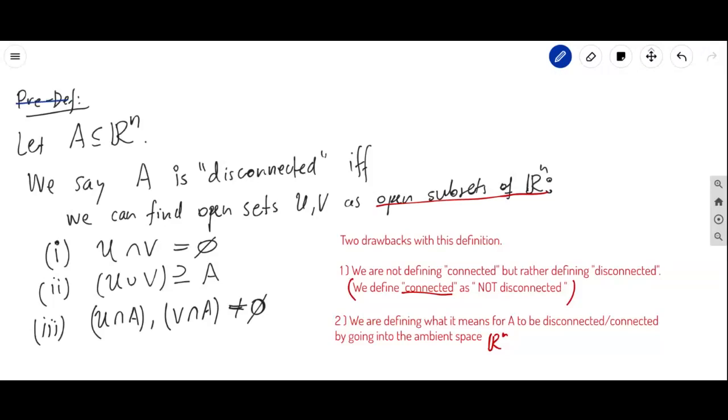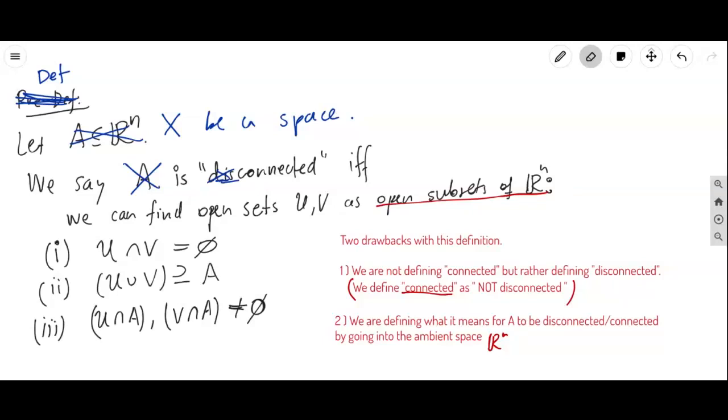You see, this is a little bit of a problem because the actual definition that we want should go like this. Instead of let A be a subset of Rn, we just want to say let X be a topological space. And then we say that X is connected if and only if some kind of property is satisfied. We do not want to have open subsets in some larger space. Now, the reason why I write this pre-definition down is because this might have been the way you've seen it done in an advanced calculus course, perhaps if you've taken advanced calculus.